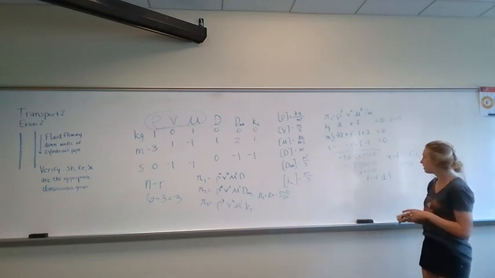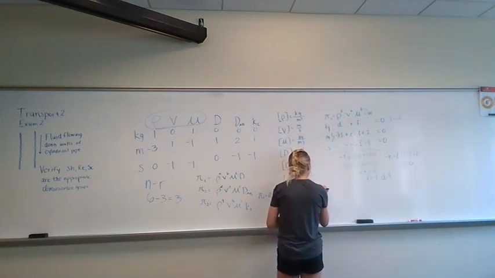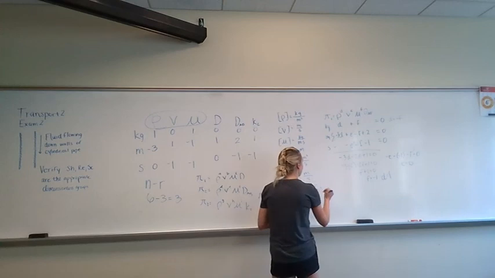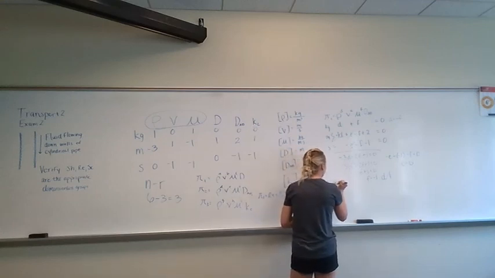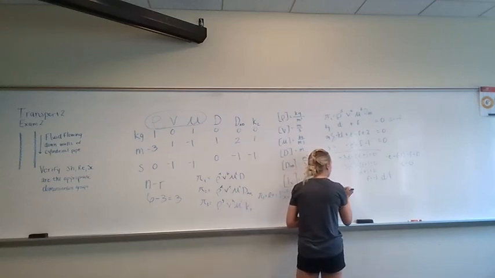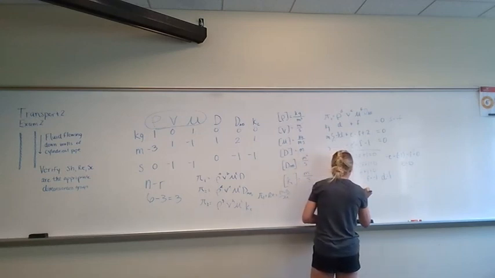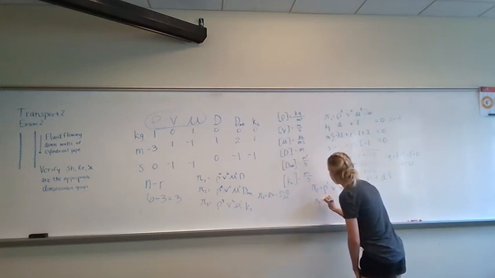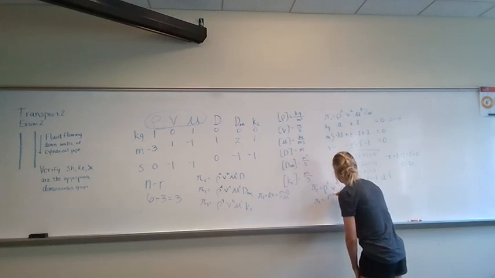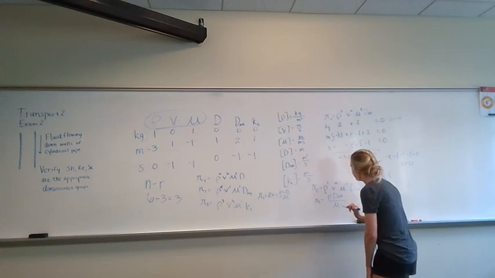Okay, so now that we have solved for these exponents, I'll rewrite this equation as well. So we get pi2 is equal to density to the first, velocity to the 0, viscosity to the -1st, and the diffusion coefficient DAB. So I'm going to rewrite this. Pi2 is equal to density times the diffusion coefficient all over the viscosity.